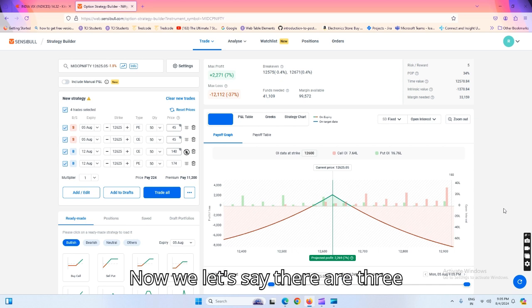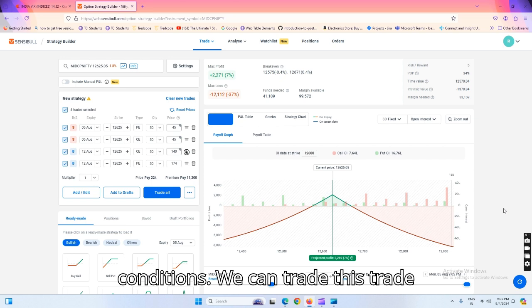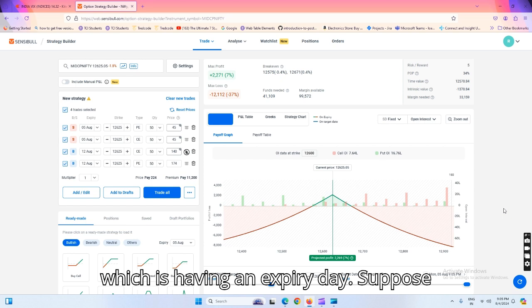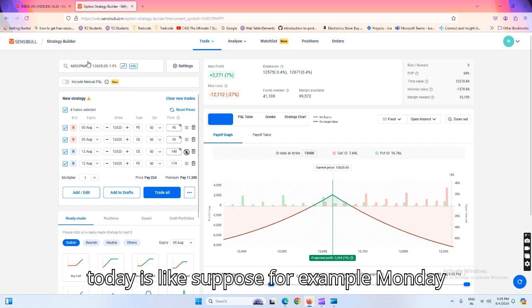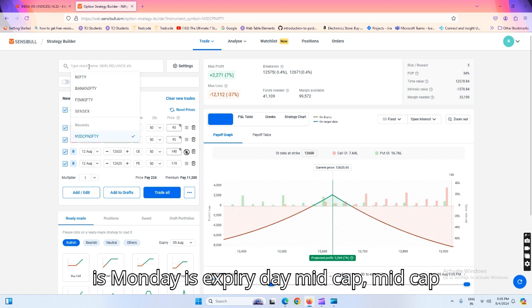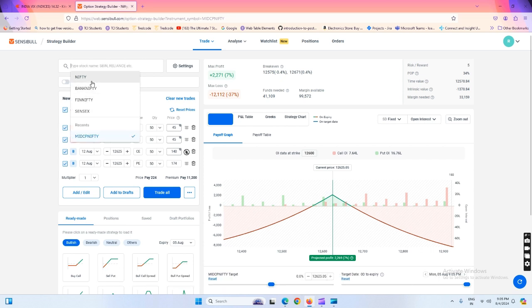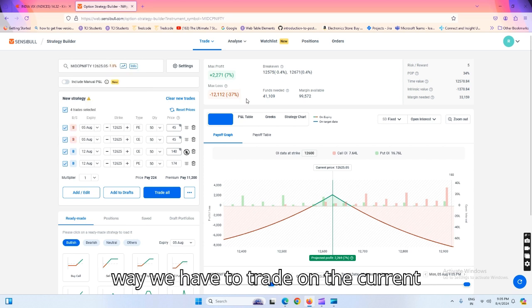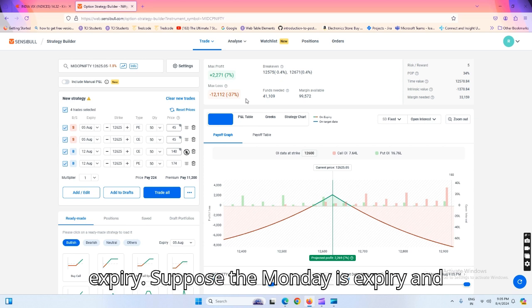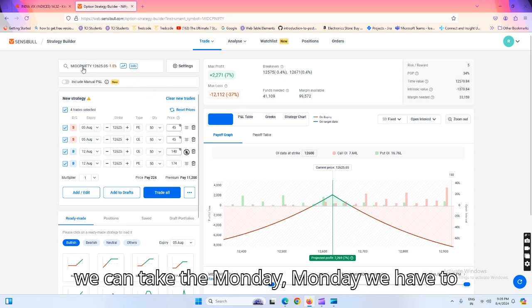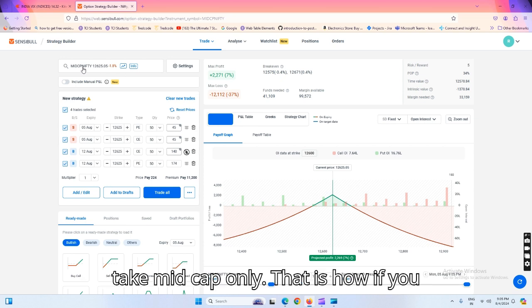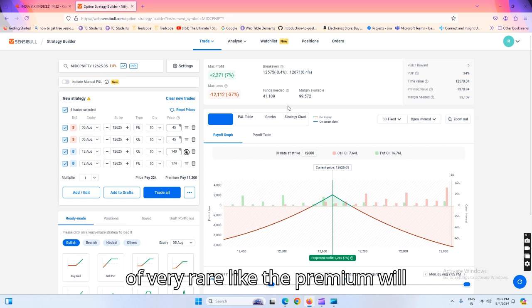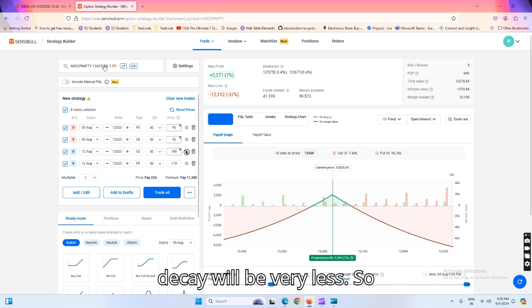Now let's say there are three conditions. We can trade this every day which has an expiry. For example, if Monday is expiry day, we can trade Midcap Nifty, and if it is Thursday we can trade Nifty. In the same way, we have to trade the current expiry, and that should be the same-day expiry. Suppose Monday is expiry, we have to take Midcap only. If you take other trades, there are chances that the premium decay will be very less. So we have to take this.